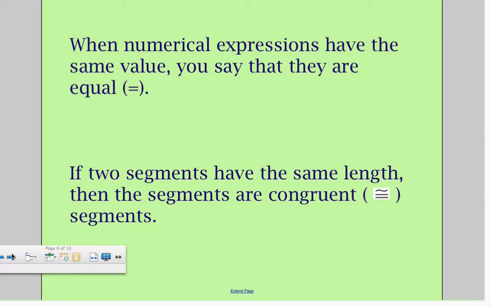When numerical expressions have the same value, you say that they are equal. And we use this symbol right here, equal. If two segments have the same length, then the segments are said to be congruent, which is really an equals with a squiggly on top. So be careful. When we're talking about numbers, numerical expressions, we say that they are equal. And when we're talking about lengths of things, we say that they are congruent. It's a subtle difference, but in geometry, you're going to want to know that difference. So pause the movie and add that idea to your toolbox.